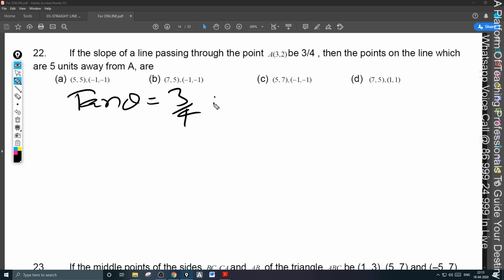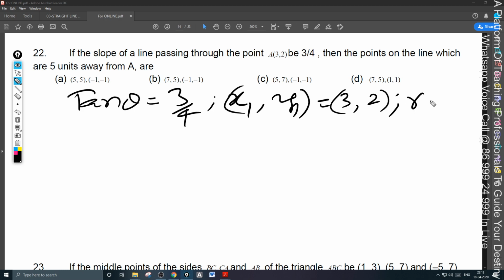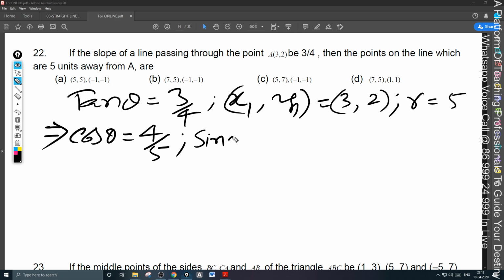And the point, according to our formula we have learned so far, x1, y1 is given to be 3, 2. Then r is said to be 5. It is a direct question, please. But you have to find out theta. Theta is tan inverse 3 by 4. And cos theta is 4 by 5. Sin theta is 3 by 5. And x1, y1 is 3, 2 and r is equal to 5. So now we have to find out the particular points, that is x comma y.